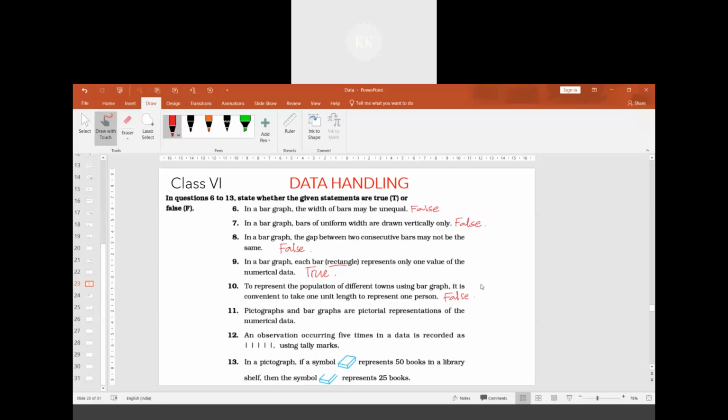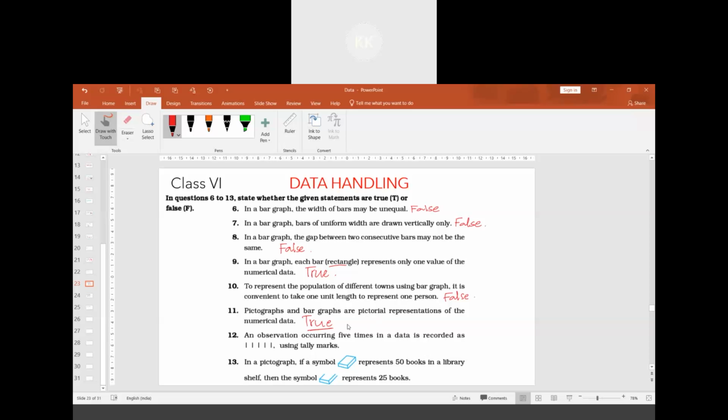Statement number 11. Pictographs and bar graphs are pictorial representation of numerical data. True, sir. This is a true statement. This is a pictorial representation only. Using pictures we are representing, using rectangles we are representing.